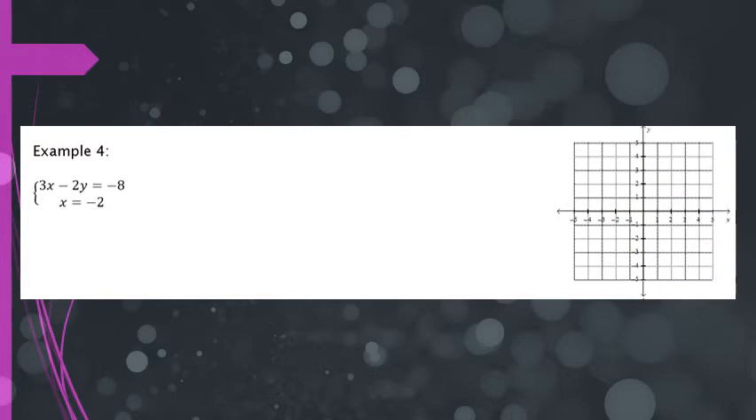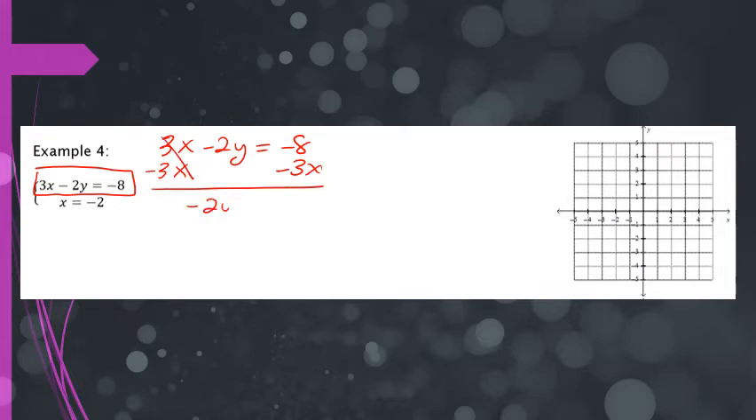All right, example 4. We are going to have to rearrange that first equation, the top equation, because it's not in slope-intercept form. So I'm going to copy it down over here, 3x minus 2y equals negative 8. And as usual, we have to add or subtract our x term first. So I'm going to subtract 3x from both sides. And that would leave me with negative 2y equals negative 3x minus 8. And now I have to divide by the number in front of y. So divide everything by negative 2. And I would get y equals.